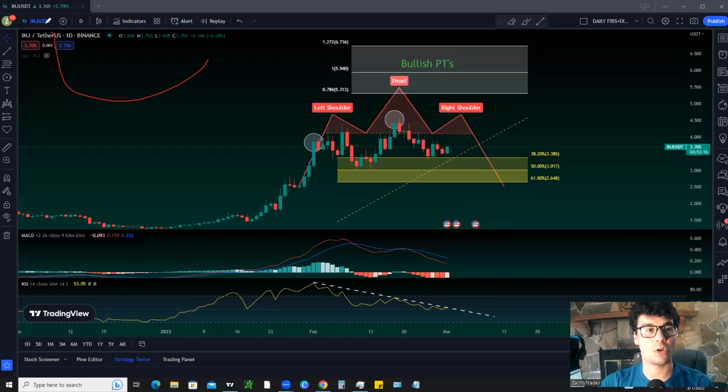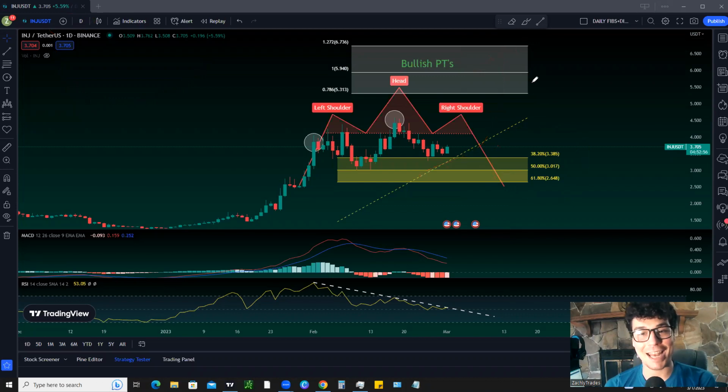We're going to look at Injective Protocol, ticker symbol INJ, breaking it down on the daily chart. We have some good things going on as of late, right? It's been on a really nice rally. But what we want to see is if we can hold above our major retracement levels. And if so, we have the possibility of hitting our bullish price targets.